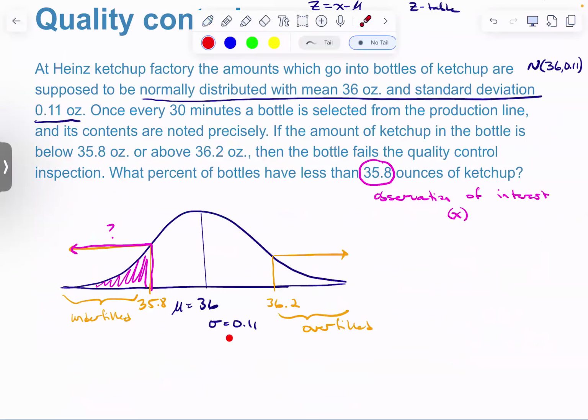Once you have your mean and your standard deviation and you've sketched out the problem, then the value that's below where you want to find the area, that is your X. I would say figuring out what your X is might be the hardest part. After that, Z is X minus mu over sigma.